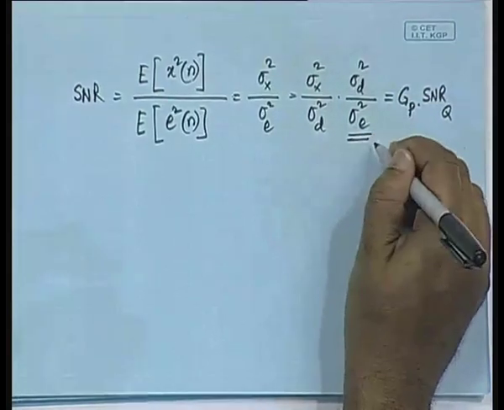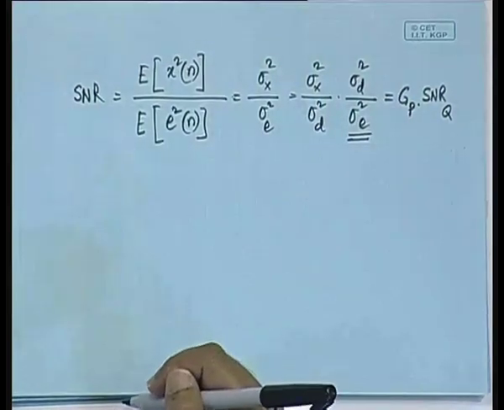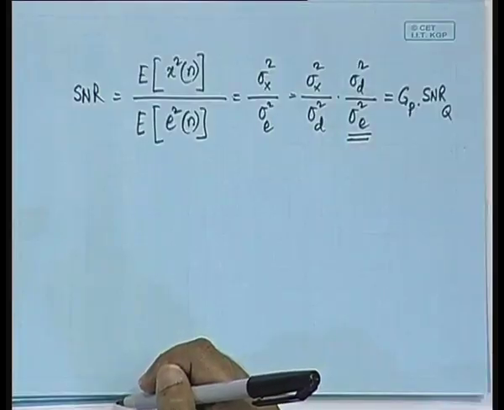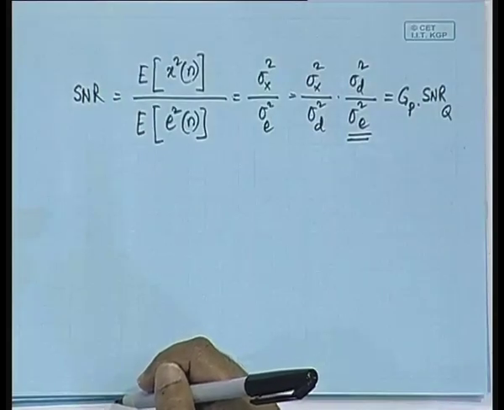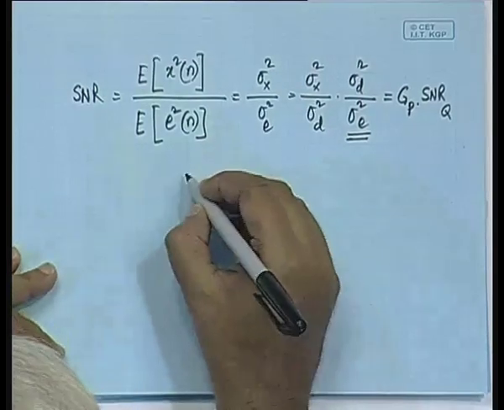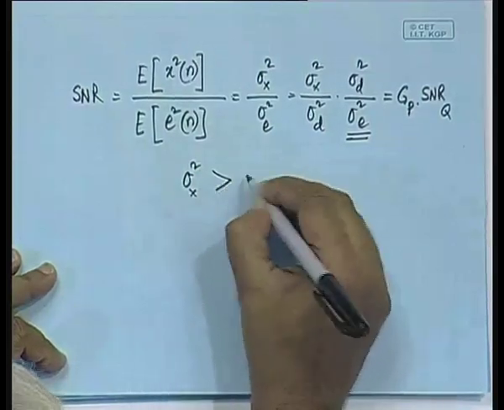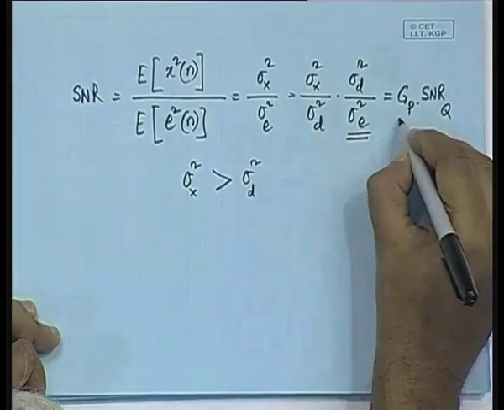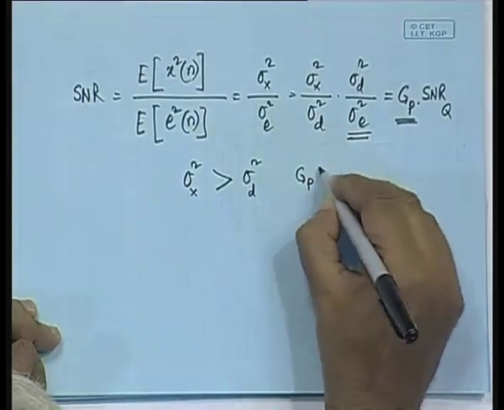So this is about the second term. And what about the first term, sigma square x by sigma square d? What is sigma square x? It is the variance of the original signal, and sigma square d happens to be the variance of the differential signal. So there is a gain. If the variance of the original signal is higher compared to the variance of the differential signal, meaning sigma square x is larger than sigma square d, then this gain, that is Gp, should be greater than 1.